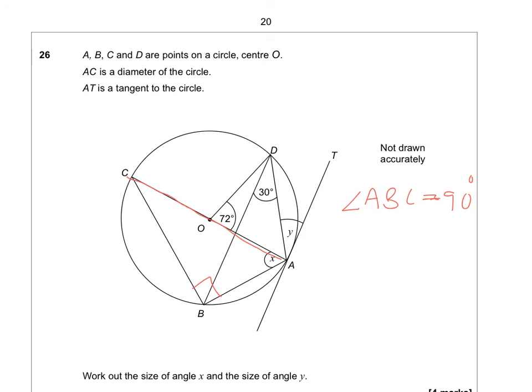Now, there are a number of different circle theorems we can use here, and there are a number of different rules that we can use as well. Now, this chord AB creates this angle here, which is 30, and it also creates the angle up here. So angles in the same segment are equal, which means that this angle here is equal to 30 degrees.